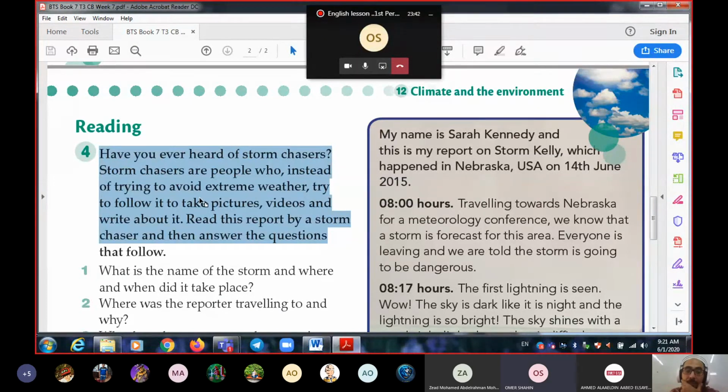Have you ever heard of storm chasers? Yes. Storm chasers are people who, instead of trying to avoid extreme weather, try to follow it, to take pictures, videos, and write about it. Read this report by a storm chaser and then answer the question.